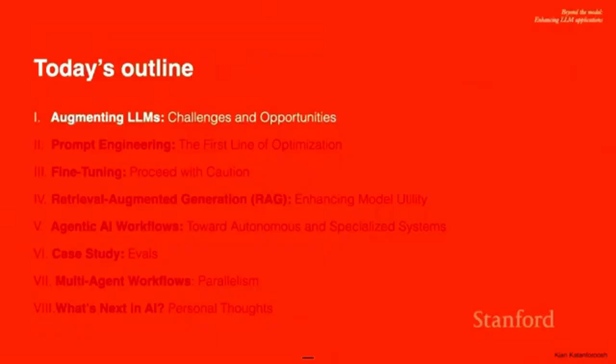When we look at the agenda, we're going to start with the core idea behind challenges and opportunities for augmenting LLMs. So we start from a base model. How do we maximize the performance of that base model? Then we'll dive deep into the first line of optimization, which is prompting methods, and we'll see a variety of them. Then we'll go slightly deeper.